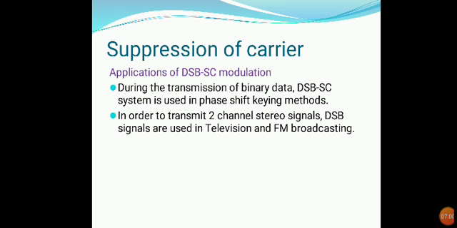The application of this double sideband suppressed carrier is that it is used in binary data systems, and wherever two channel stereo signals are to be used. This double sideband suppressed carrier is used in television and FM broadcasting.